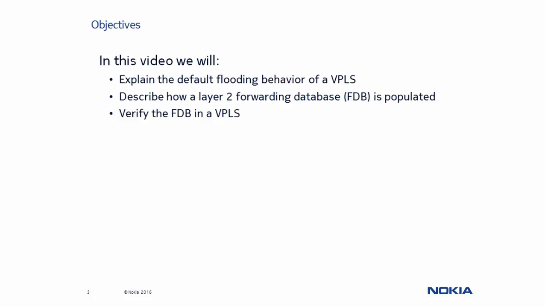In the following presentation, we will first explain the default flooding behavior of a VPLS and describe how the Layer 2 forwarding database is populated throughout this process. Once that is completed, we will move to the lab environment to test these behaviors and verify the FDB of a basic VPLS.